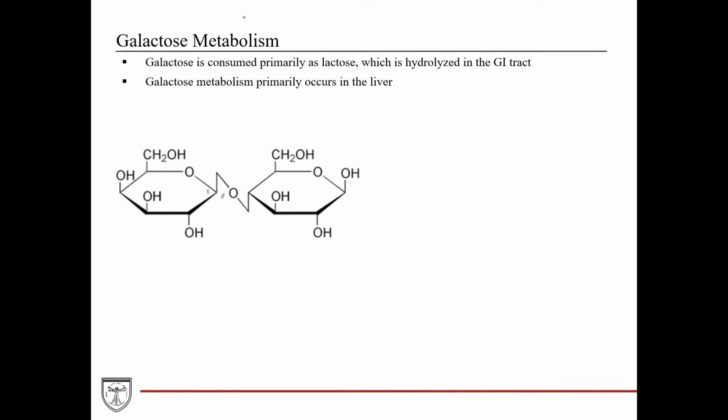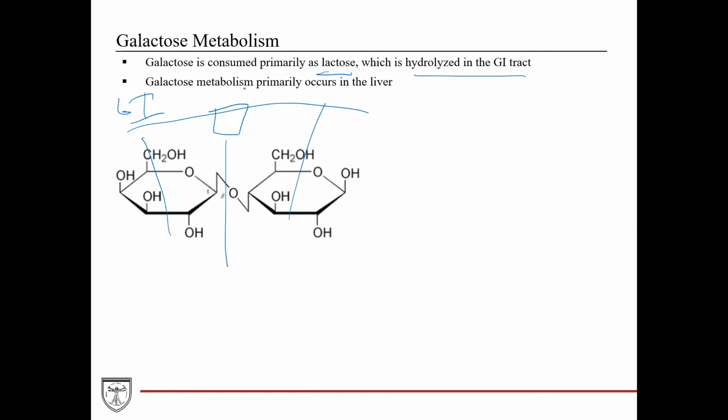All right, so galactose metabolism. Galactose is consumed primarily as lactose, which, as you probably know, is found in dairy. And then lactose is hydrolyzed in the GI tract into glucose and galactose respectively. So just like we said with sucrose, in the GI tract, you have the lactase enzyme, which hydrolyzes this bond and splits these into two monosaccharides that can then be individually absorbed in the GI tract.